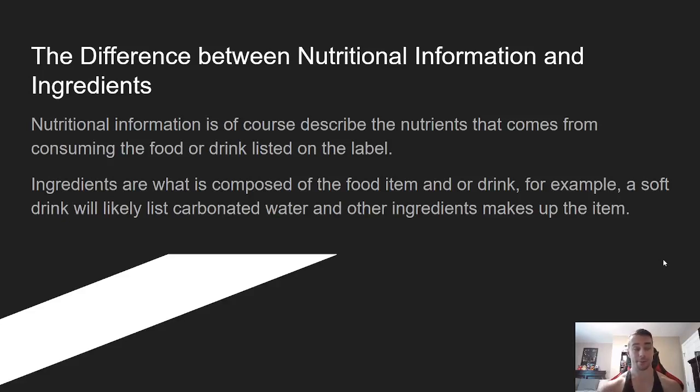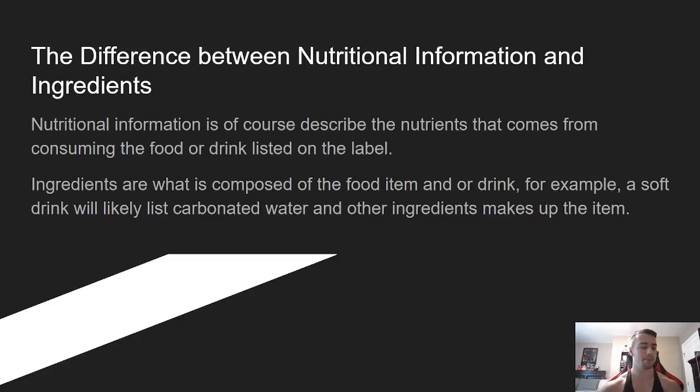And as I mentioned before, towards the beginning of the presentation, there's the difference between nutritional information and ingredients. I know you've probably seen the nutrition facts label, which I showed just a second ago. You're going to see the nutrition facts all in one little black box, and then towards the bottom, below the facts, you usually see an ingredients list. So, the difference between these: nutritional information is, of course, described as the nutrients that come from consuming the food or drink listed on the label.